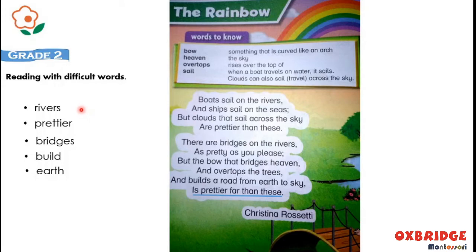And here are some difficult words you can see over here. Rivers, water bodies, or darya. Prettier, the most beautiful, सबसे ज़्यादा खूबसूरत. Bridges, pull, which connect an area of land to another land and having water between them. Build means to make, banana. Earth means land or zameen.